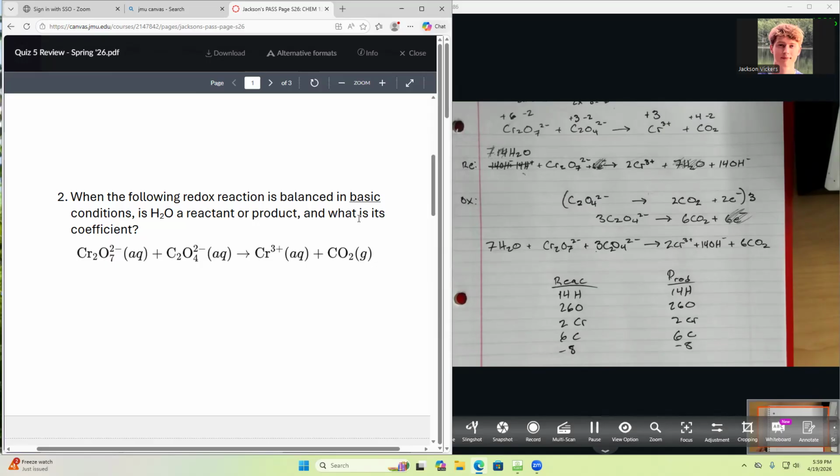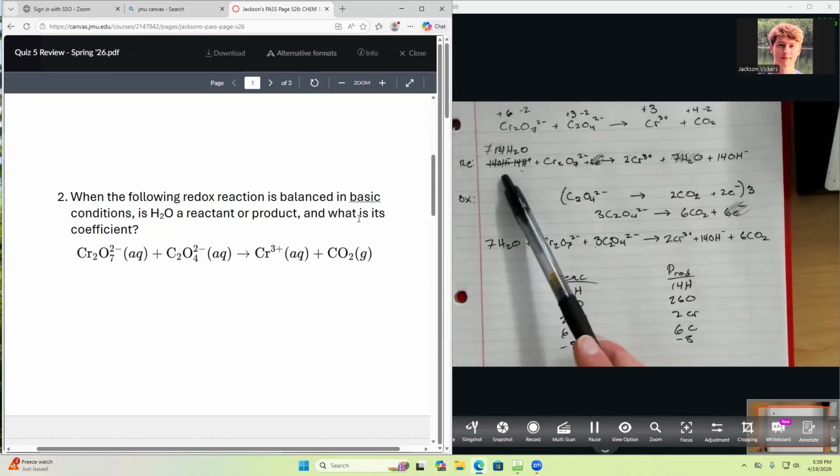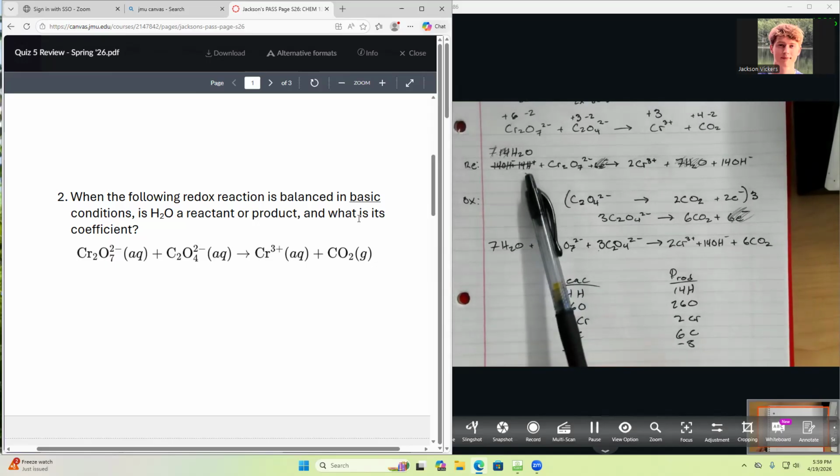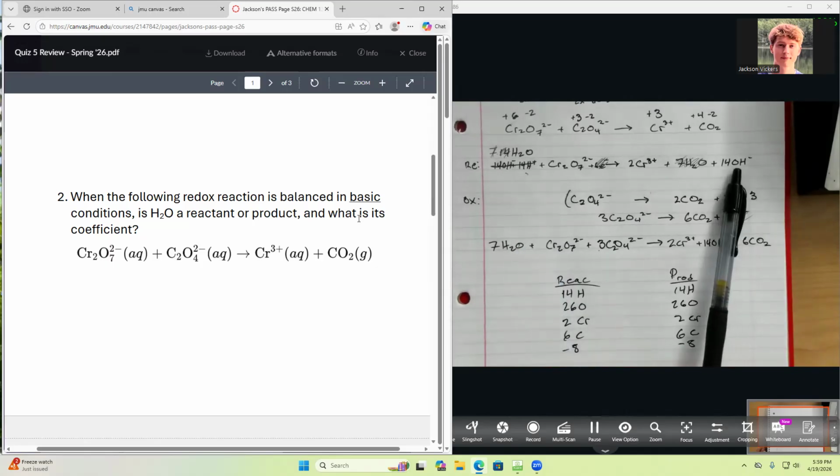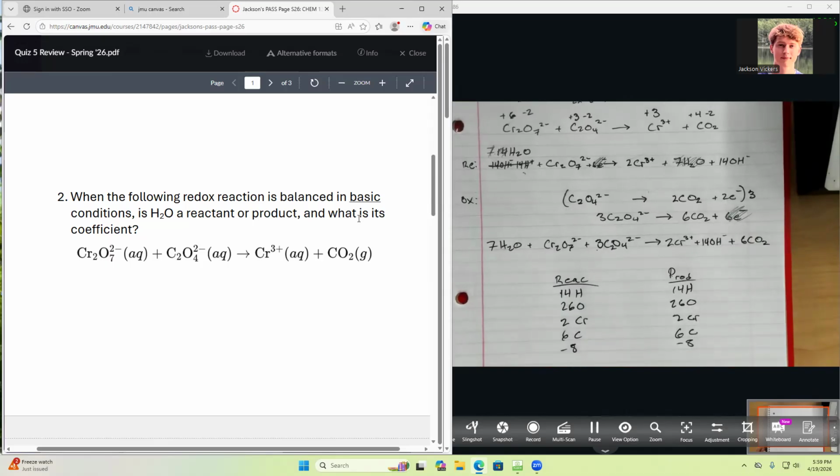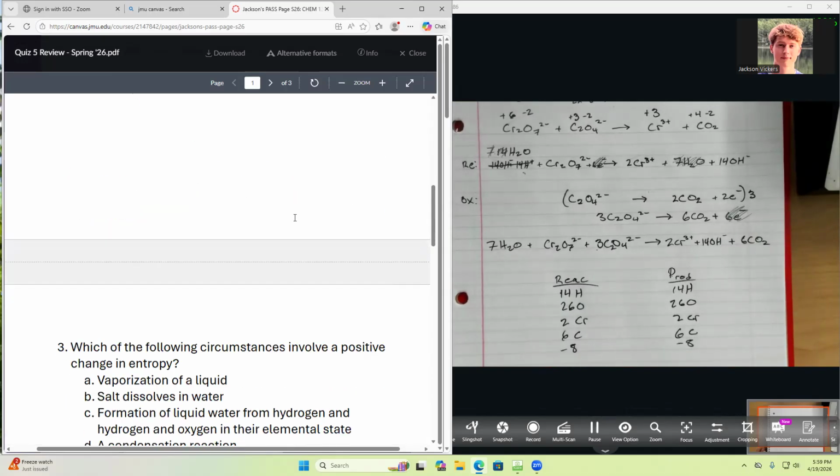So what we're doing here instead is really adding water, because again, these cancel into water, and we still add that many basic hydroxide ions to the other side. He can probably give a better explanation than that, but that's really it.